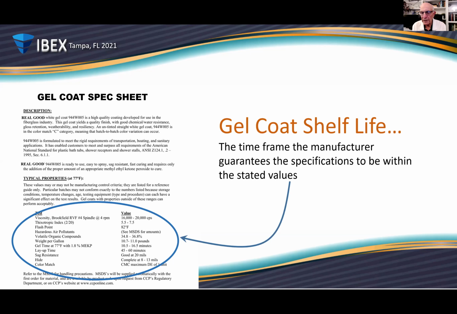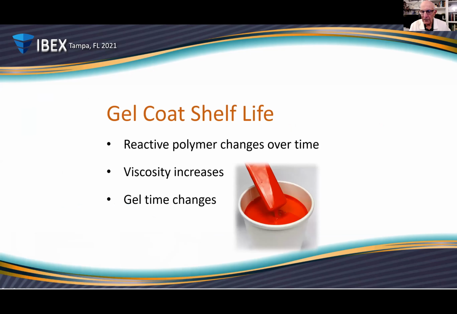Now, if you have a gel coat that has a shelf life of, let's say, 6 months, and it's 6 months and 1 day, is the gel coat bad? Obviously not. But every day it gets further away from that 6 month mark, there is more opportunity for changes in that material from the original specification. So paying attention to shelf life is an important factor.